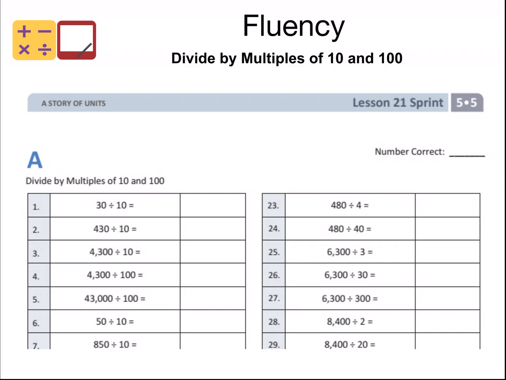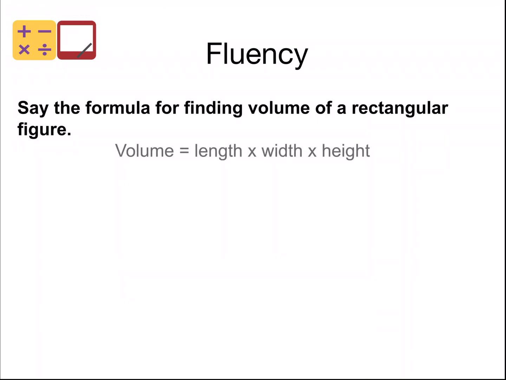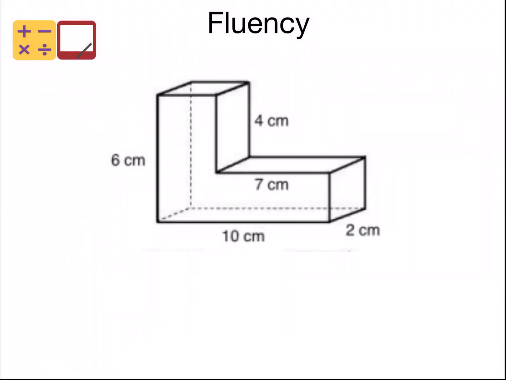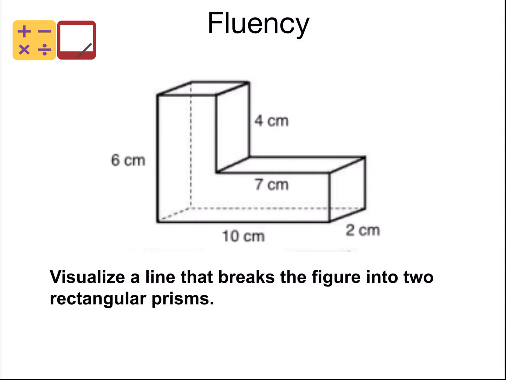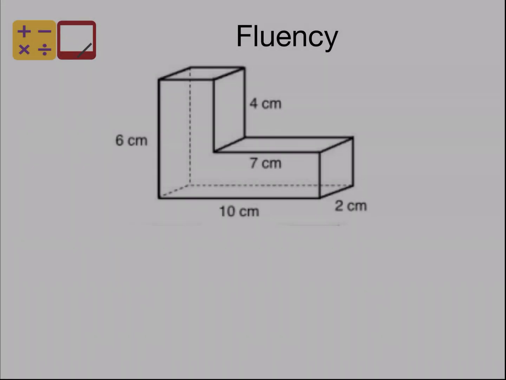So here's the first fluency. And your second fluency is volume. You have two figures. So you're going to visualize a line that breaks it into two rectangular prisms, add them together to find the total volume of this figure. Pause the video, do that now. Answers are on your next screen.